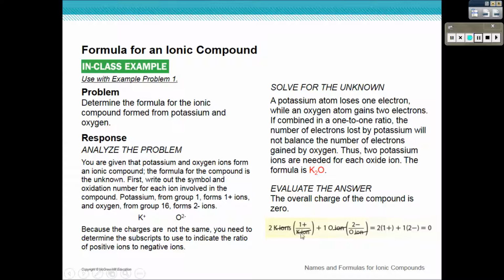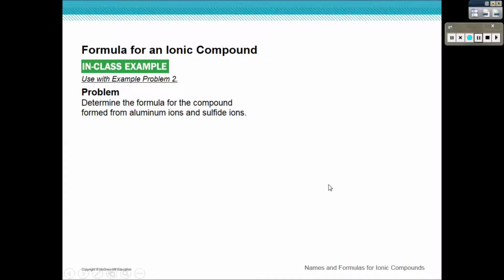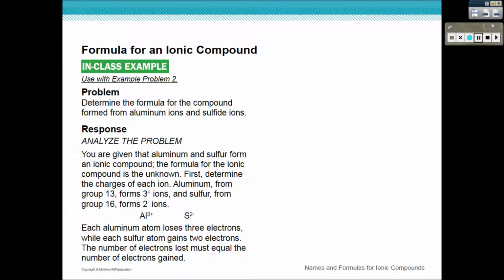And here's the scratch work to prove that. Another example. What would the formula be for the compound made with aluminum and sulfide? Well, aluminum is Al, and it will have a +3 charge. Sulfide comes from sulfur, which has a -2 charge. So if you add a +3 to a -2, you get a +1 left over.